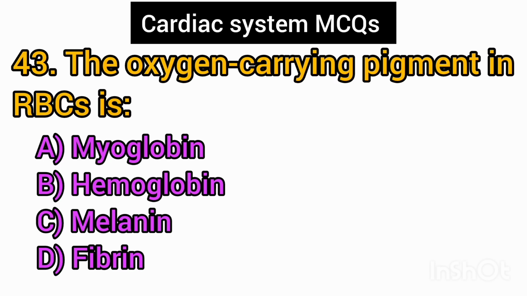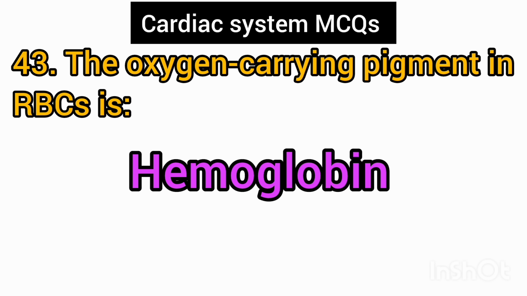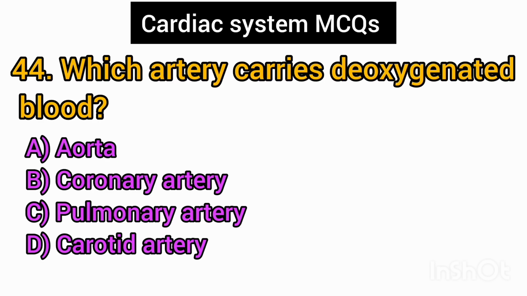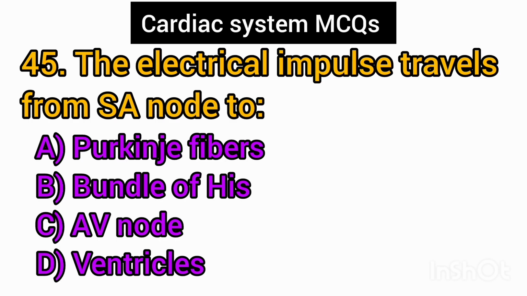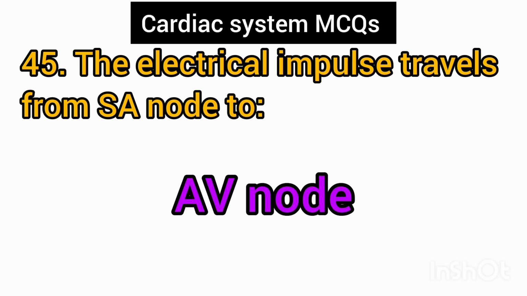The oxygen-carrying pigment in RBCs is hemoglobin. Which artery carries deoxygenated blood? Pulmonary artery. The electrical impulse travels from SA node to AV node.